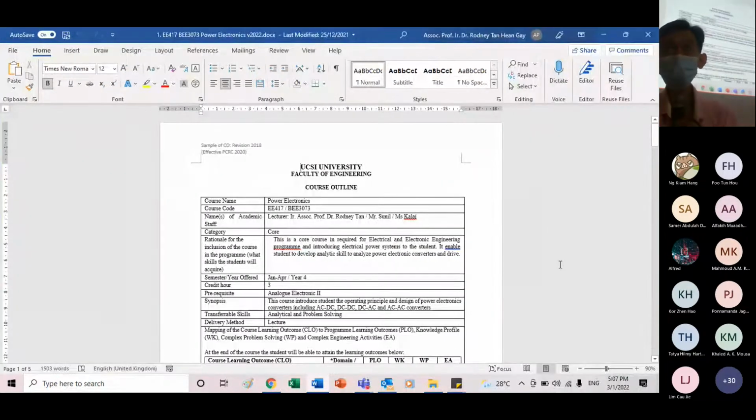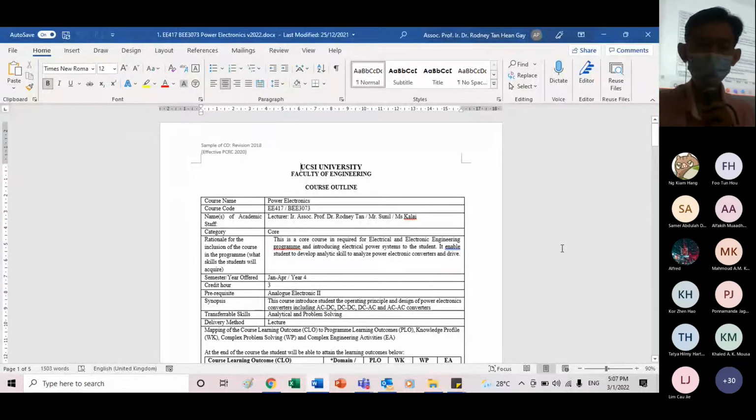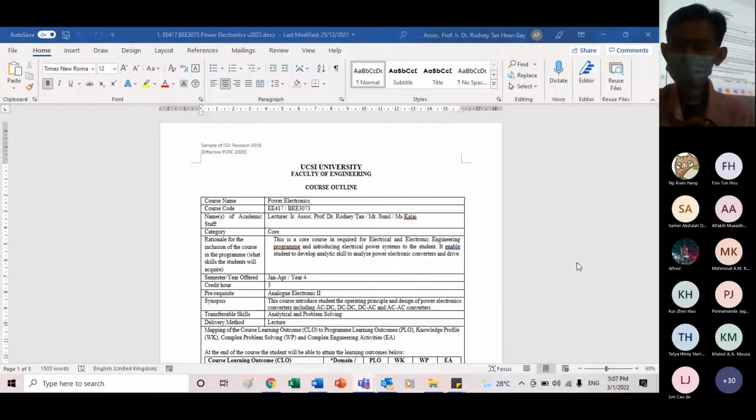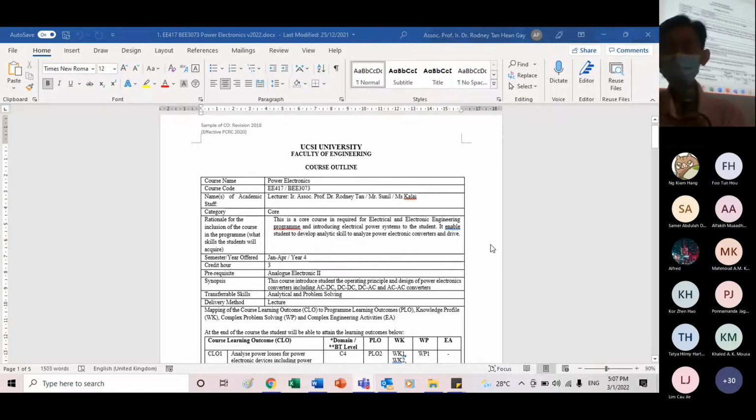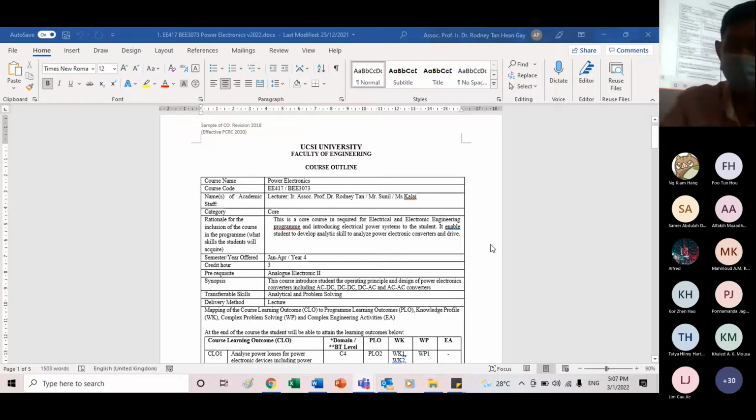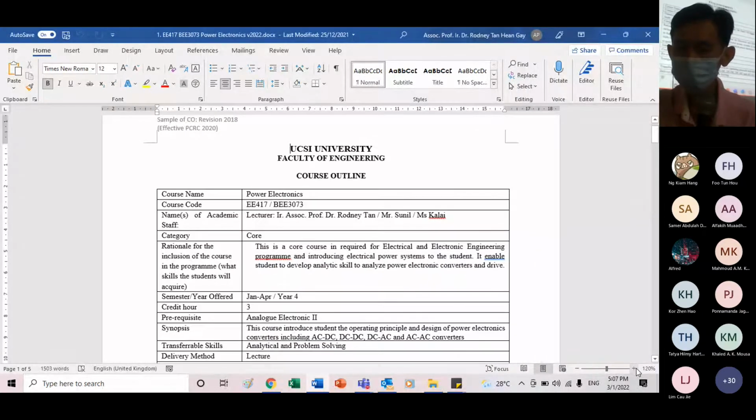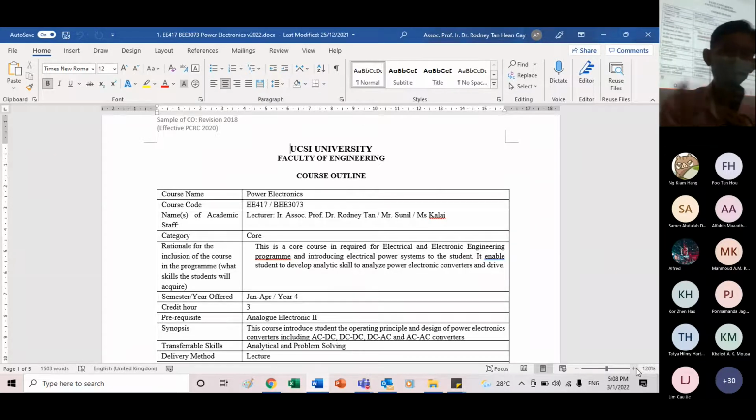Okay, as usual, I will start with the course outline. You will notice that there are two different codes, one is the old code and one is the new code. The difference is that the old code starts with 4, EE417. That means this subject is only offered in year 4. But for the new code, BEE3073 is offered in year 3.